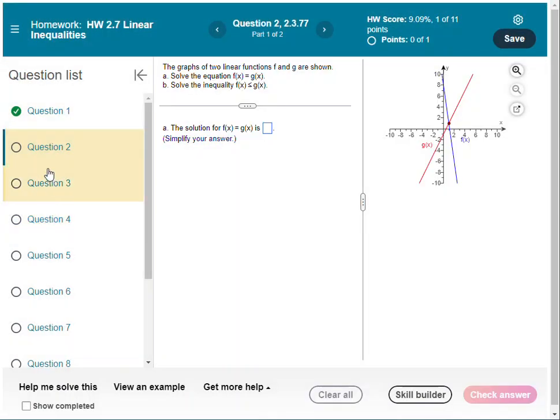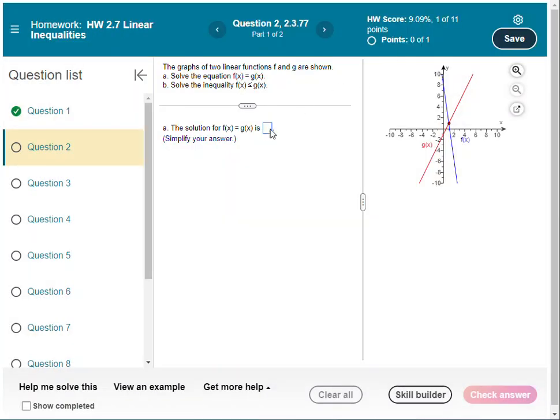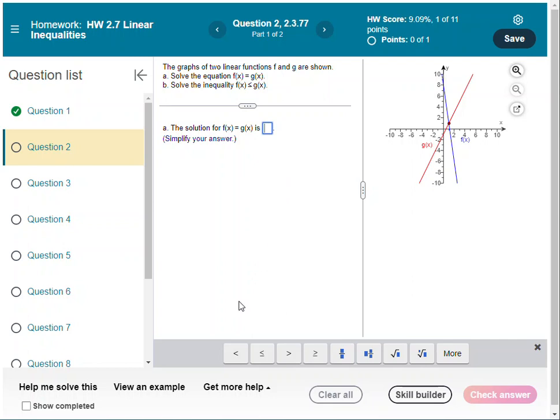All right, I'm going to look at the next question here as well. The graphs of two linear functions f and g are shown. Solve the equation f of x equals g of x. Okay, I can make this bigger if I need to, but it looks like these are equal coincidentally again when x is 1. Just happens to be that way, same as the previous one. And again, your graphs may look slightly different. You may have different values in yours. So it looks like I have 1.